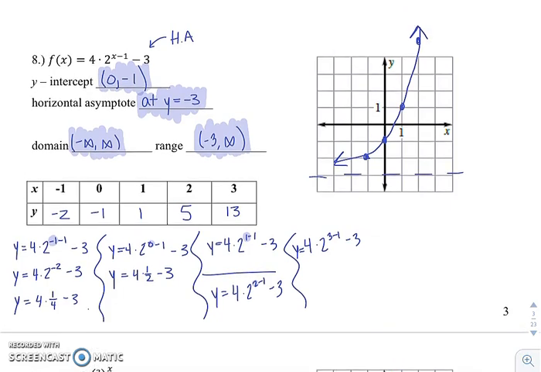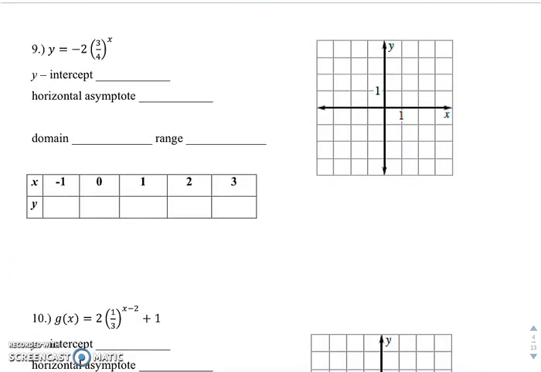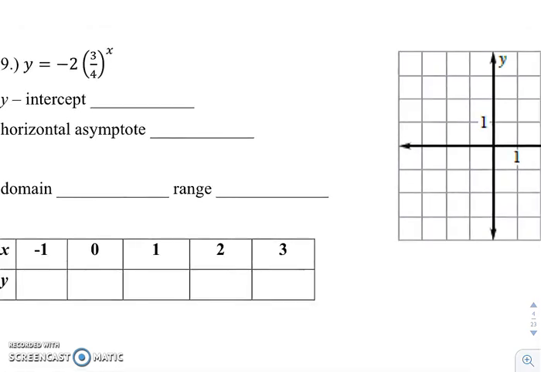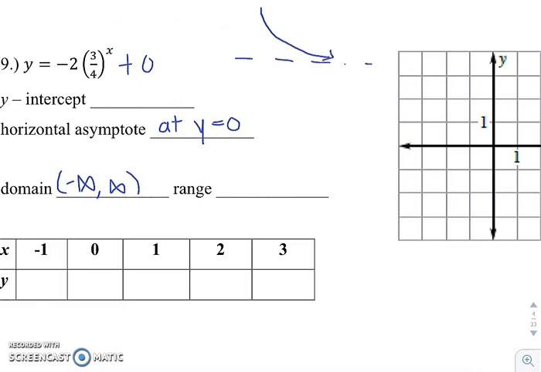Okay, so let's do one more. And the reason this one here, number 9, is a little different is because it has a negative in the front of it. So the horizontal asymptote is still the same. No number at the end, so horizontal asymptote will be at y equals 0. Domain is still going to be negative to positive infinity. But see, what's going to happen, this would be a decay function. So you guys would probably be thinking that it's going to come down and level off at that horizontal asymptote. Well, because it's a negative, it's actually going to be below because it's reflected.